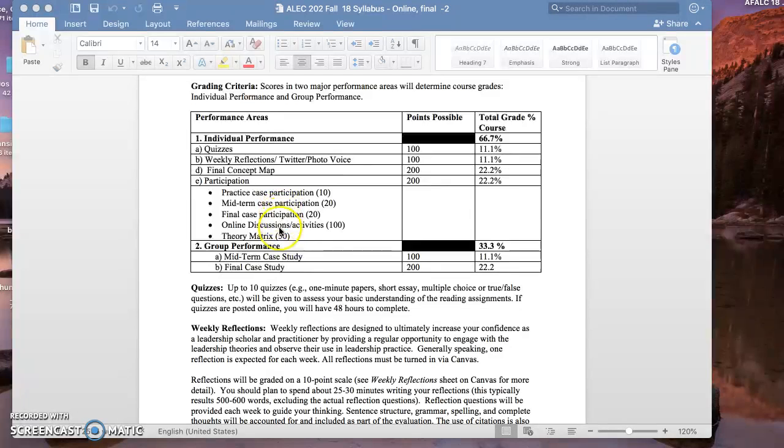Then there is a theory matrix where you will be filling in characteristics of the leadership theories throughout the semester, and that becomes the basis of a final concept map that you present. And then for the group performance, there is a midterm case study and a finals case study where you will work together in groups of 5 and actually apply the leadership theories and content to real organizations.